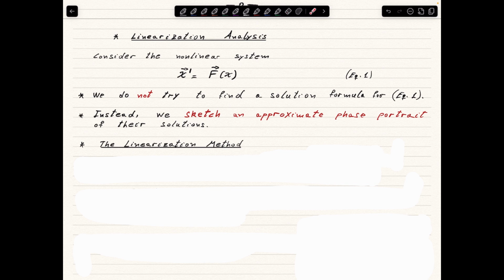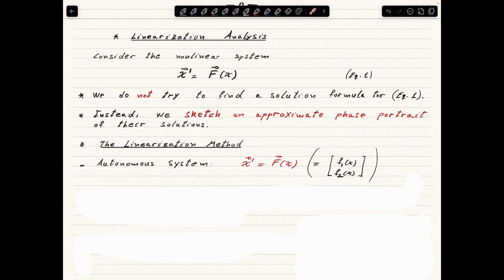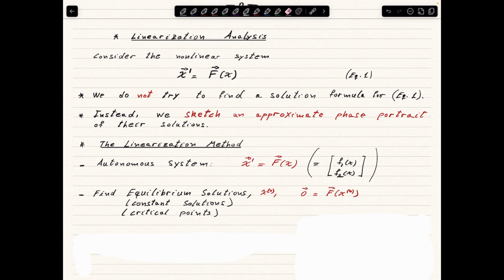This idea works for autonomous systems only, so systems of this form. And here the vector field f is going to have components f1 and f2. What is the first thing we need to do? What we did before. The first thing is to find the equilibrium solutions x0, which are the constant solutions of the equation. So these are the points where the vector field vanishes. Sometimes they are called critical points.